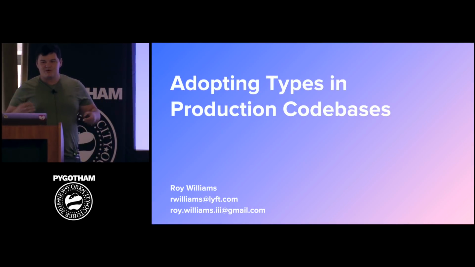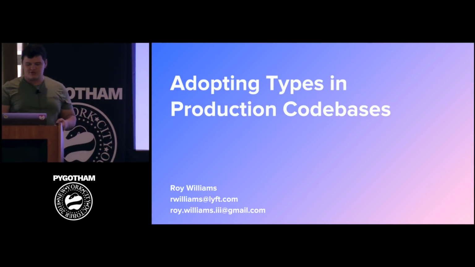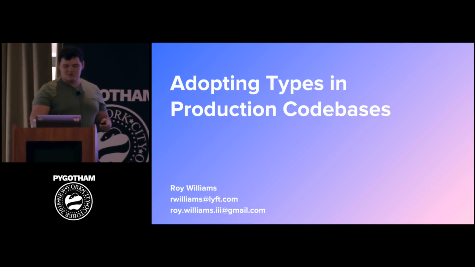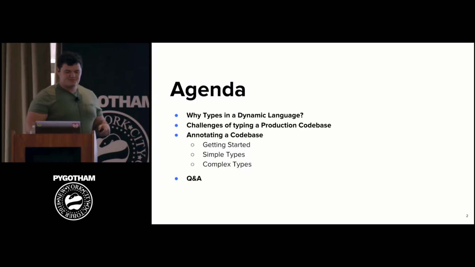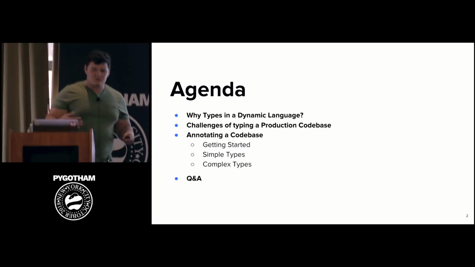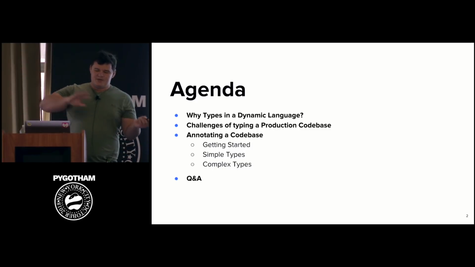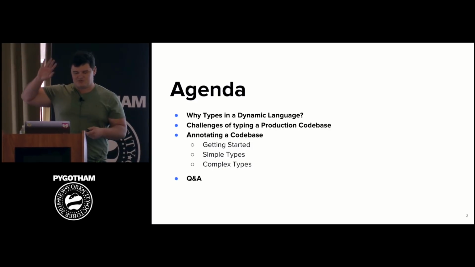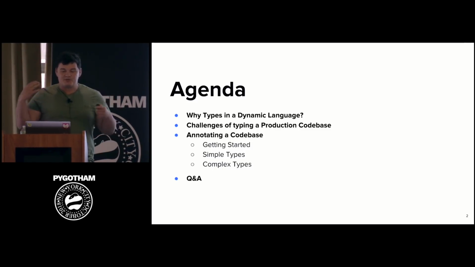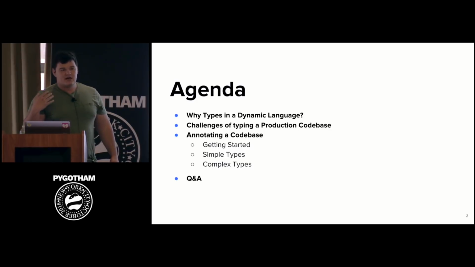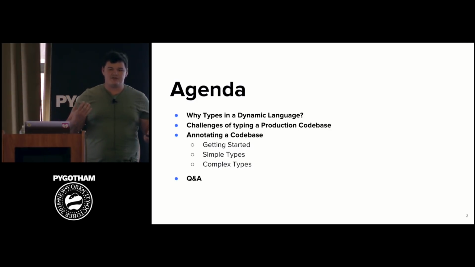But today we're talking about how we would adopt types inside of an existing production code base and the challenges that come with that. And we'll do a little bit of live coding to see how this works in action. So today we're talking about why we even add types to a dynamic language. We'll go over this very briefly. Way more talented people than me have already talked about this, so go look at their talks. We're talking about some of the challenges that come uniquely with production code bases, and then we're going to go through how to actually annotate a code base through an approach I like to call tightening the belt.